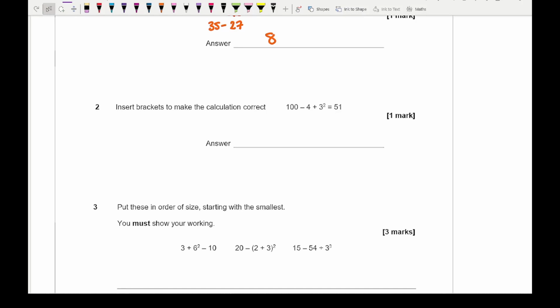Well, that's 7 squared. So if we can turn the 4 and the 3 into a 7, so if you put our brackets here, then that would give us our 49 that we need to make that 51.